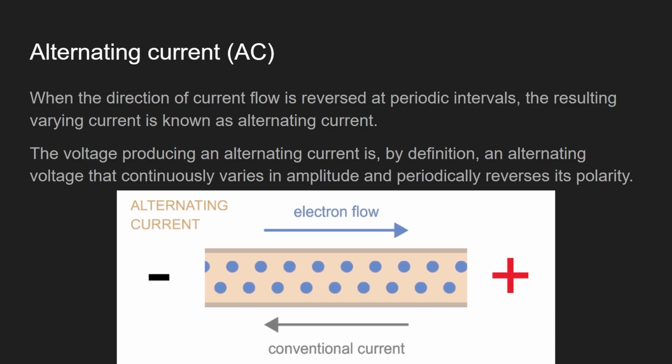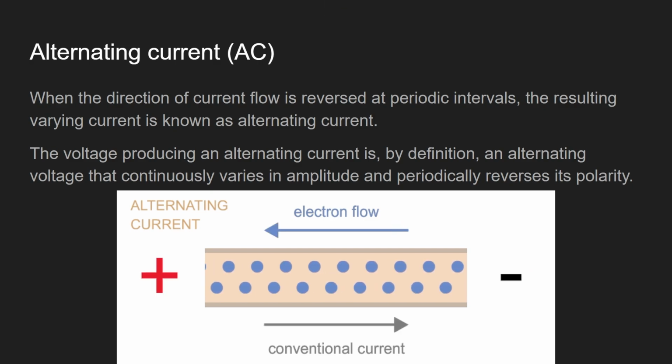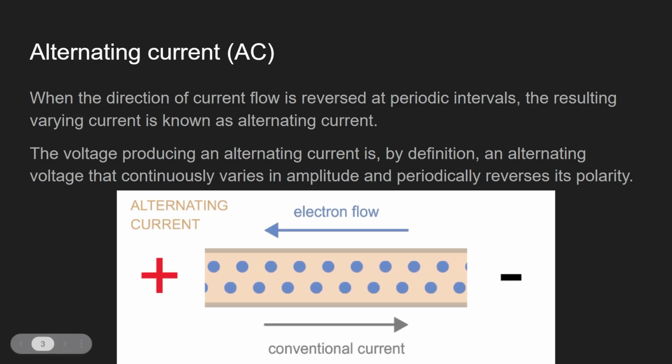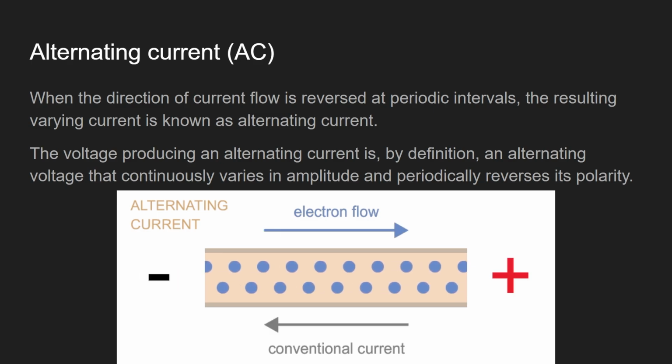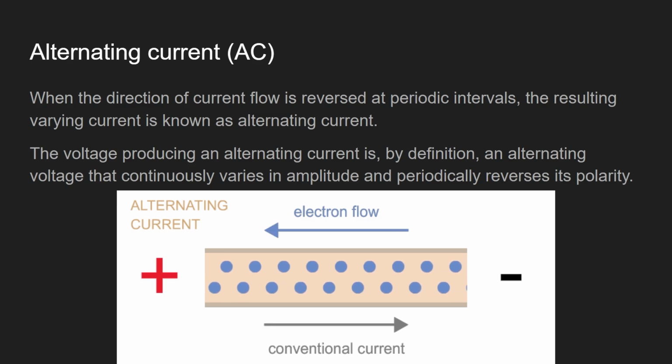Here you can see the polarity reverses, flipping from positive to negative. And this side is also switching from negative to positive. This is what we call alternating current.